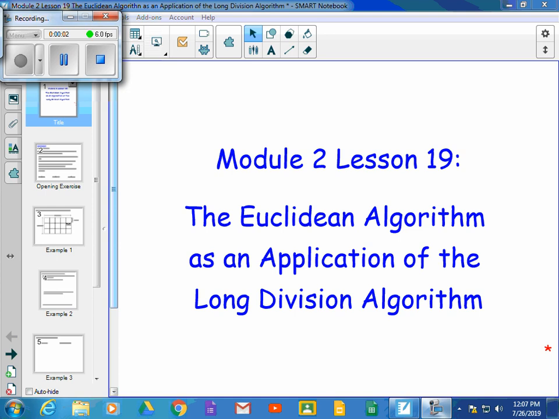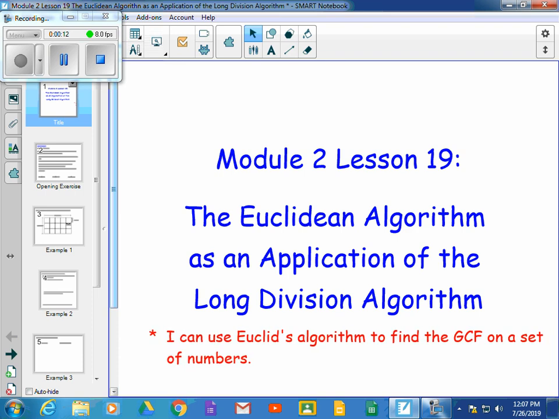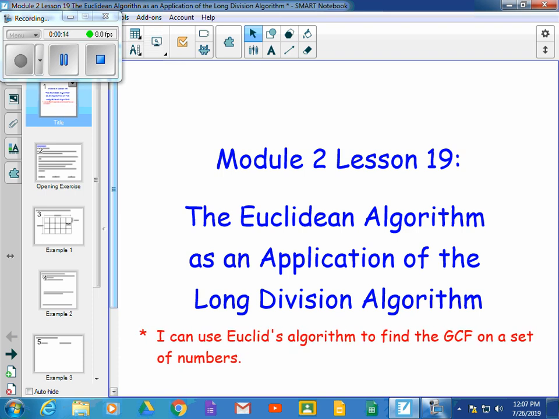This is Module 2, Lesson 19, titled The Euclidean Algorithm as an Application of the Long Division Algorithm. The goal of this lesson: I can use Euclid's algorithm to find the greatest common factor of a set of numbers. As always, make sure that you take good notes throughout these videos.